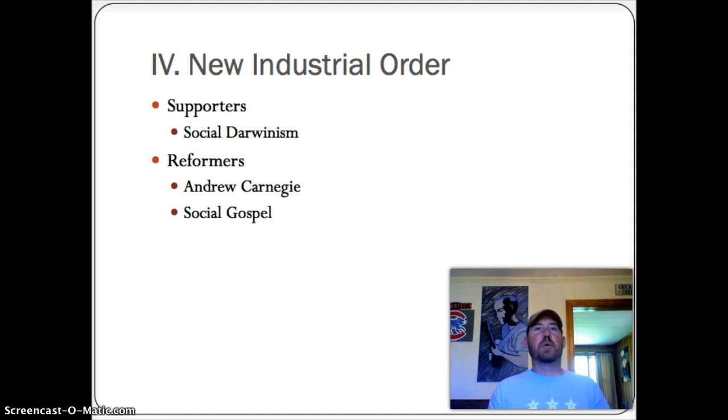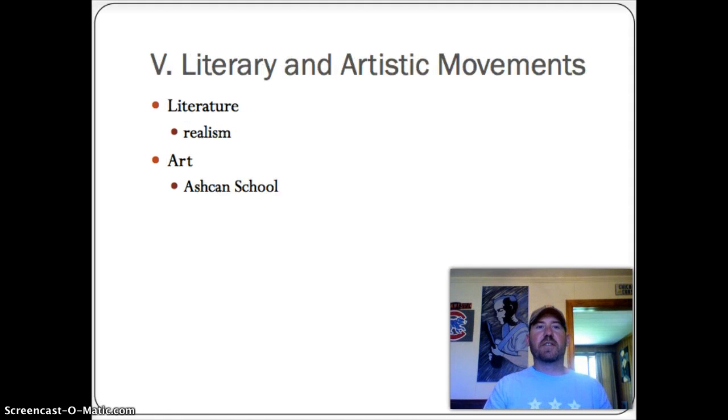On the other side, you have reformers who kind of want to level this out a little bit, and Carnegie is one of them with his gospel of wealth, and also the social gospel, which ties the Christian spirit into helping out immigrants and things like that. Also, there's a couple of literary and artistic movements during this time that I don't have time to go into in depth. Realism plays into literature, and the Ashcan School into art.